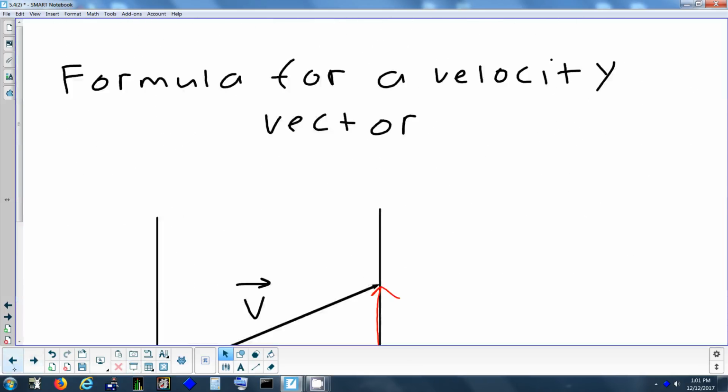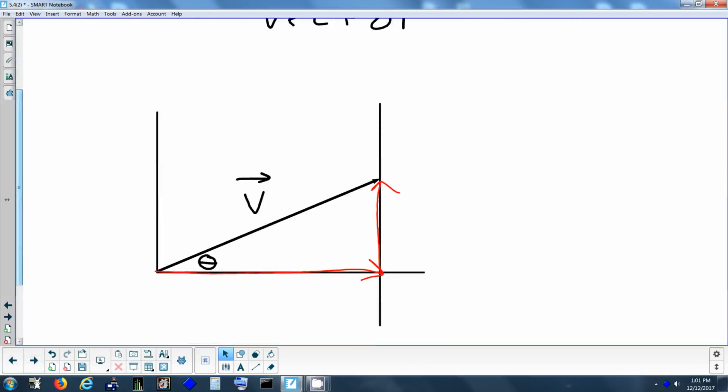I just want to use the same letters. So for the angle, I used theta in the formula. They're going to use alpha. Doesn't really matter.